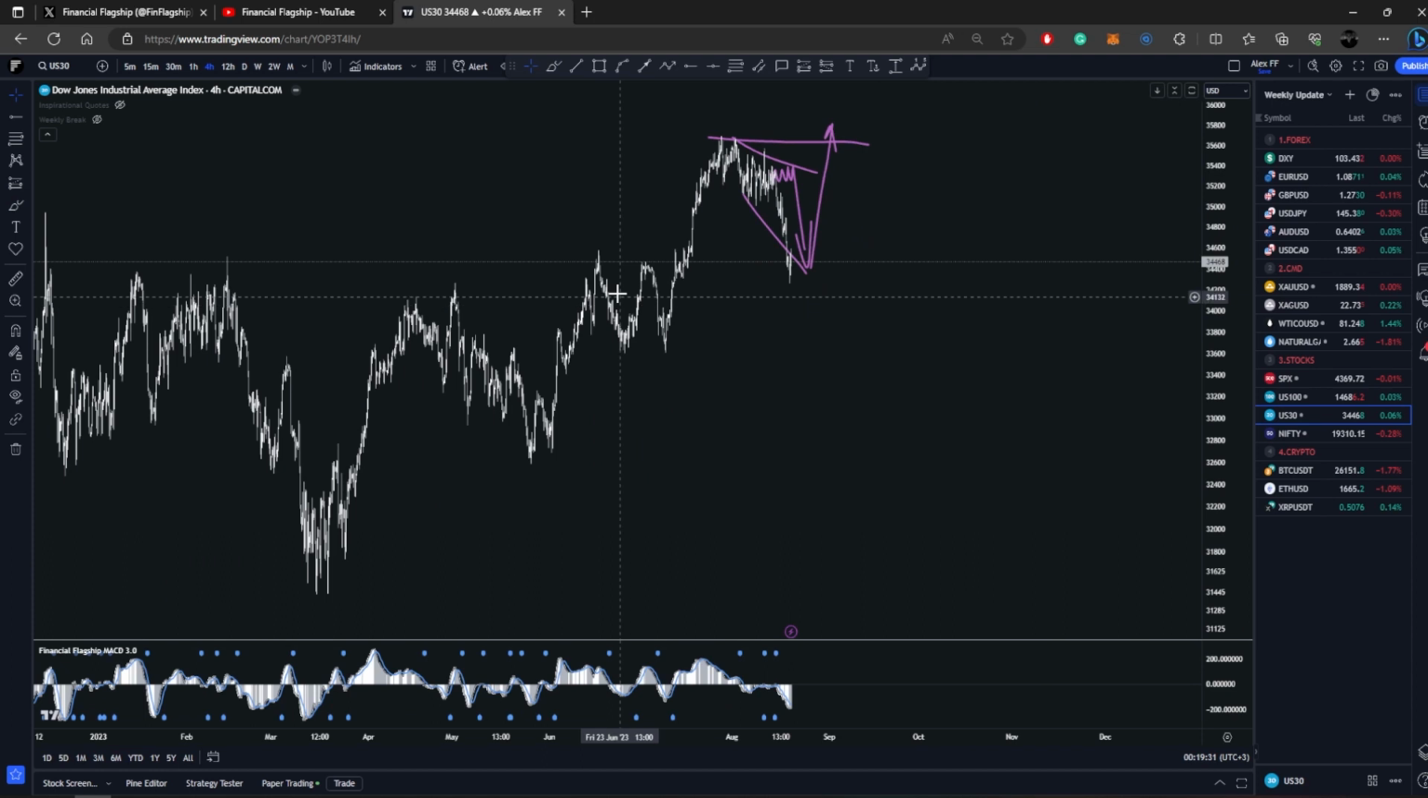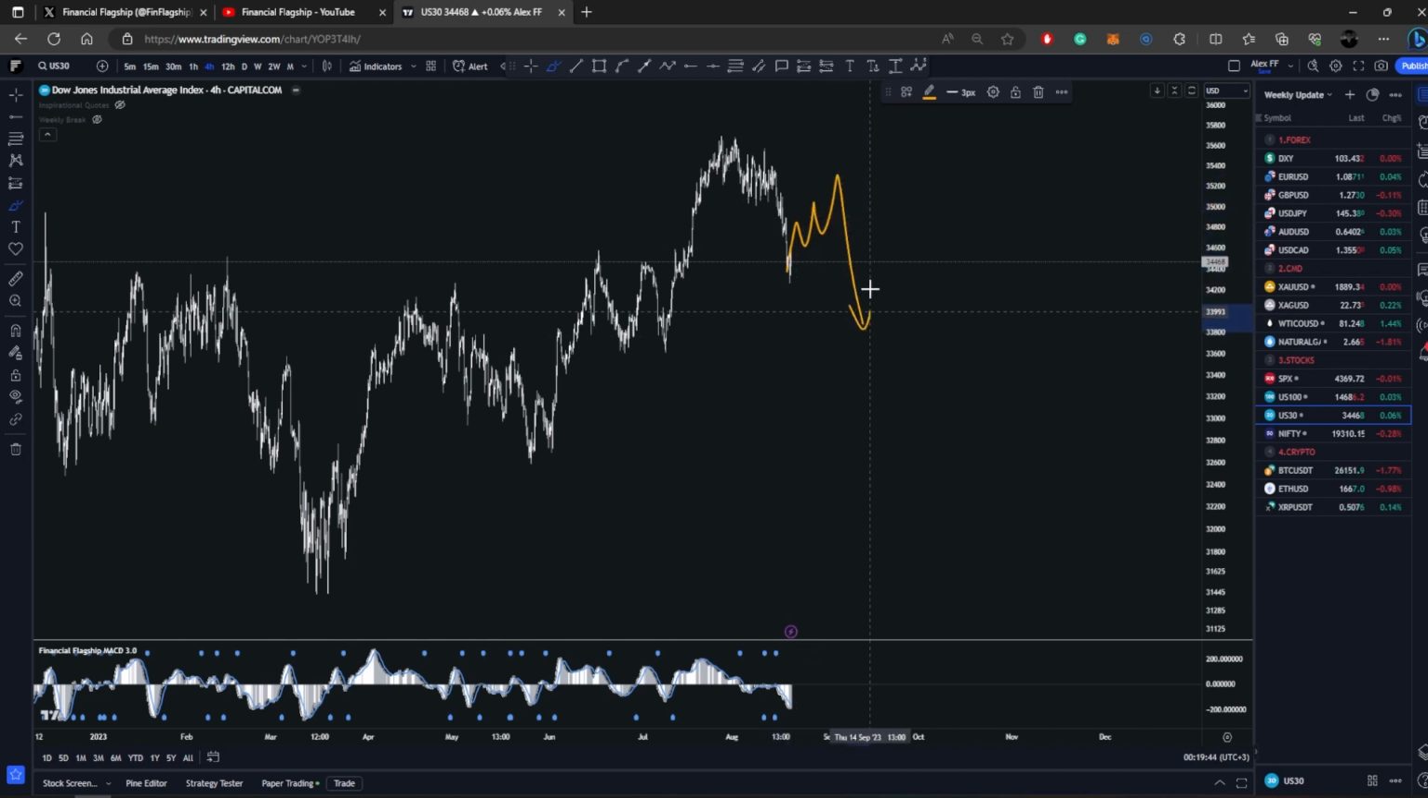Dow Jones. For Dow Jones, as you can see, the analysis was spot on. Correction was expected, then another drop. And right now, the way things are looking, I'm expecting the price to make a pullback and then drop one more time. This is my forecast for Dow Jones.